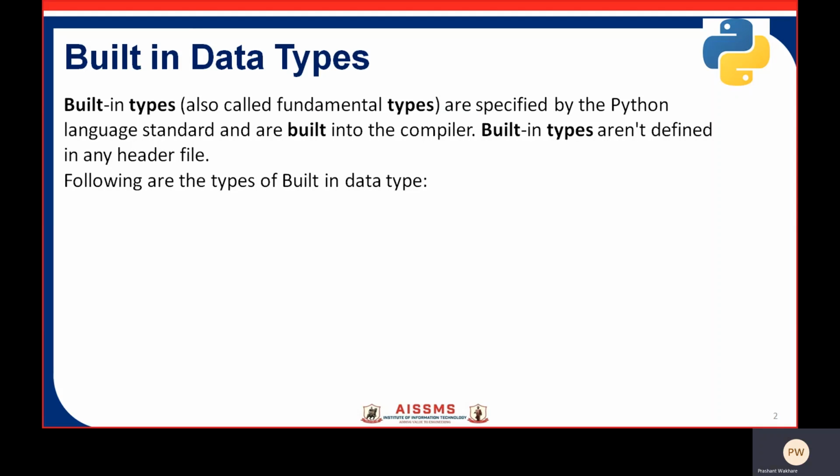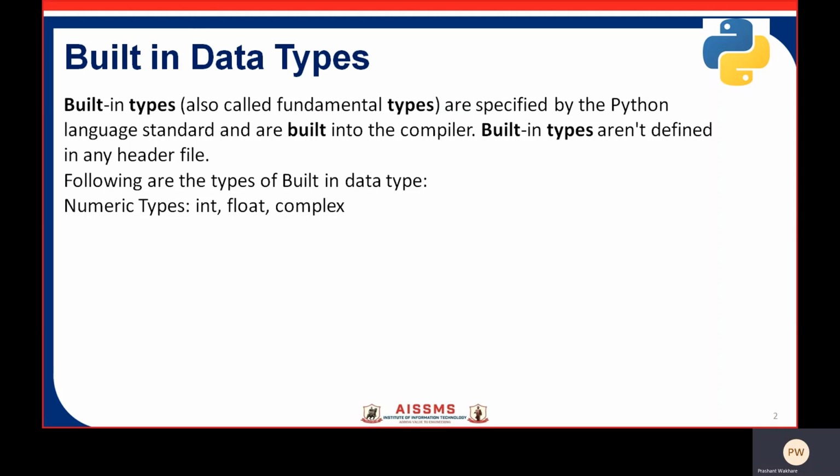So the first one is the numeric types. All of you know the numeric types, that is the integer, float and complex. Numeric types, as the name suggests, are used to store numeric values in a variable. Based on the use and format of the number, we use the proper keyword to assign the data type.